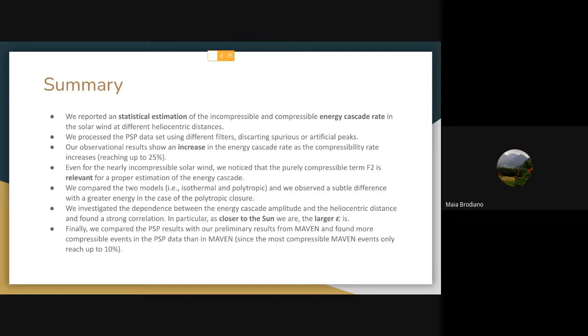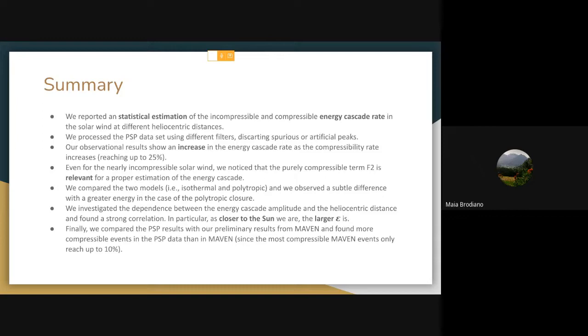Okay, so summarizing, we reported a statistical estimation of the incompressible and compressible energy cascade rate in the solar wind at different heliocentric distances. We processed the Parker Solar Probe dataset using different filters, discarding spurious and artificial peaks. This is quite important because a lot of works show results, but not the way they process data. So I want to remark that. And our observational results show an increase in the energy cascade rate as the compressibility rate increases, reaching up to 25%. Even for the nearly incompressible solar wind, we notice that the purely compressible term F2 is still relevant for a proper estimation of the energy cascade.